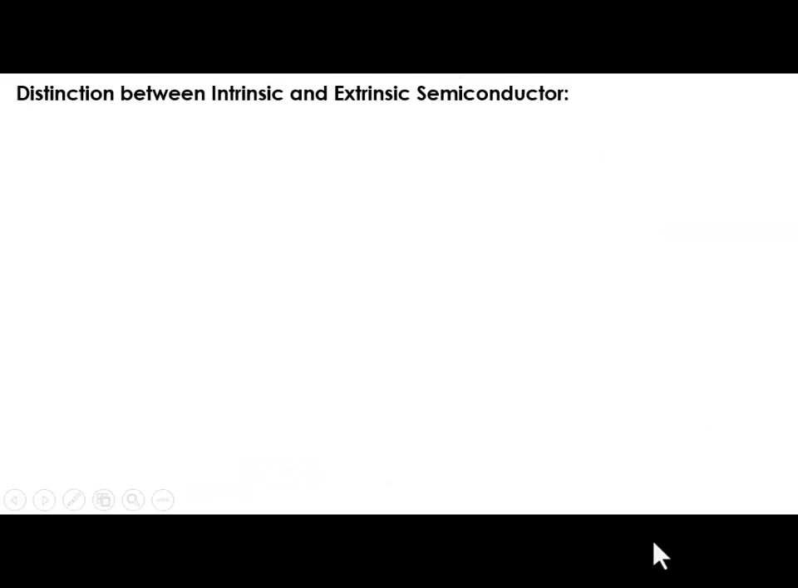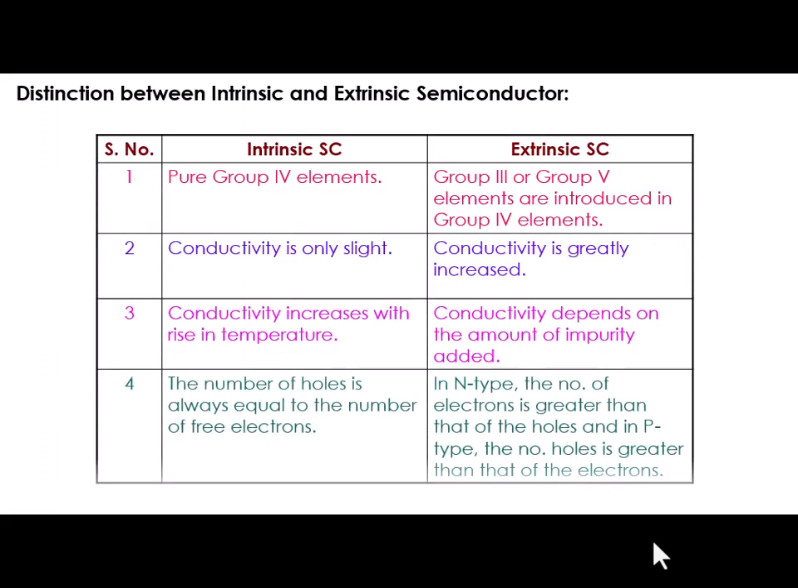Now, let us discuss the difference between intrinsic and extrinsic semiconductors. Intrinsic semiconductors belong to group 4. They are pure semiconductors. They belong to group 4 of the periodic table. Whereas extrinsic semiconductors are doped semiconductors, where group 3 or group 5 elements are introduced into group 4 elements.